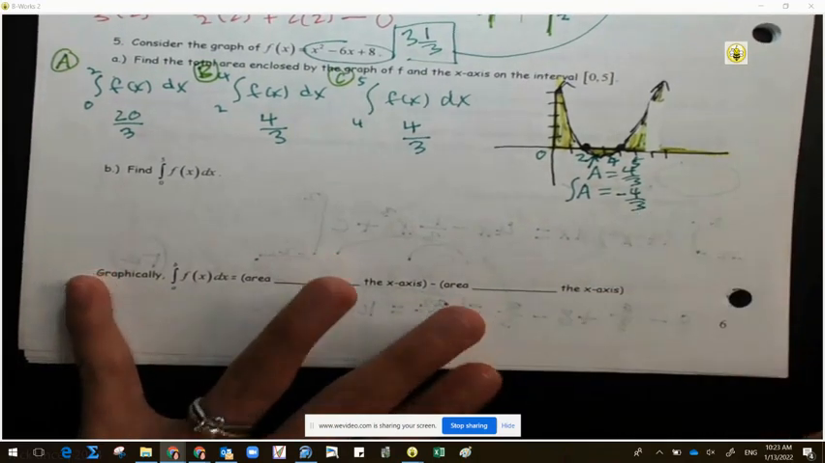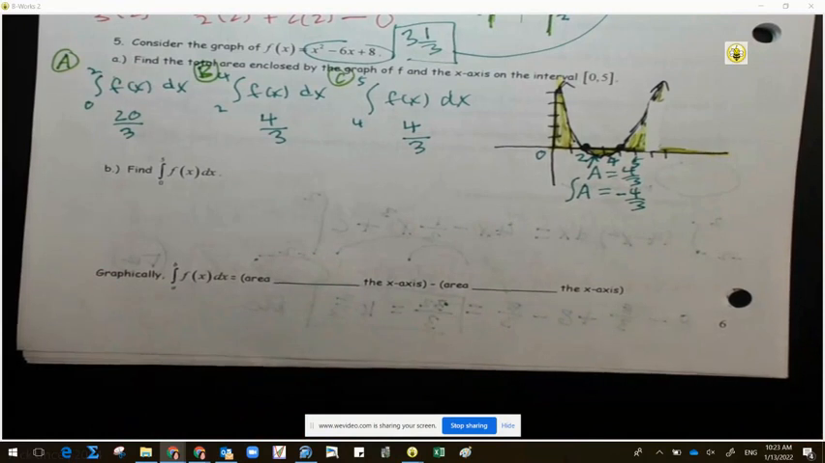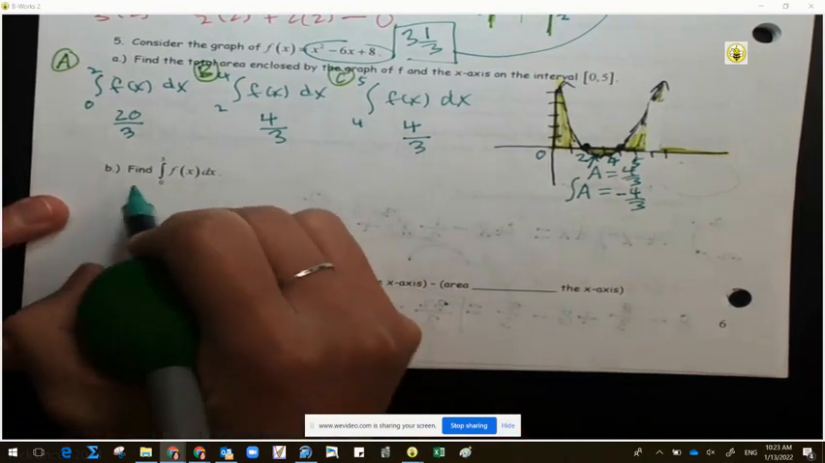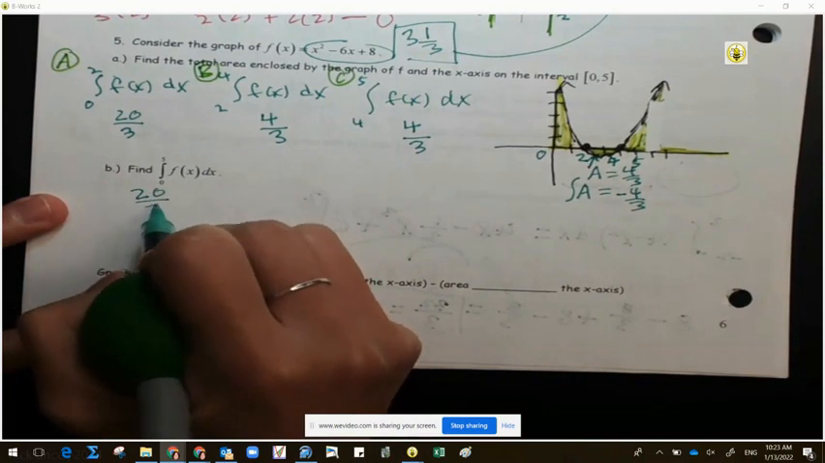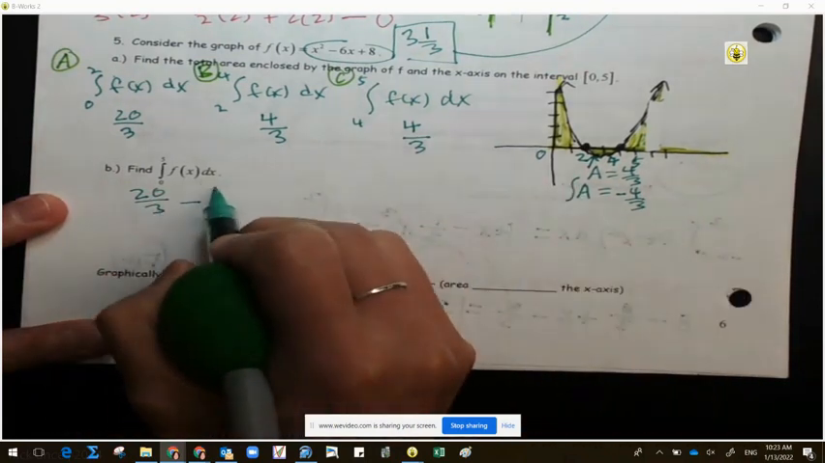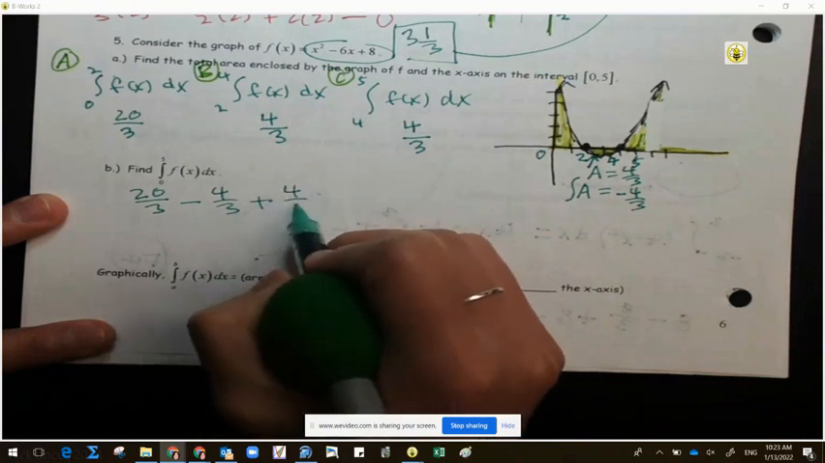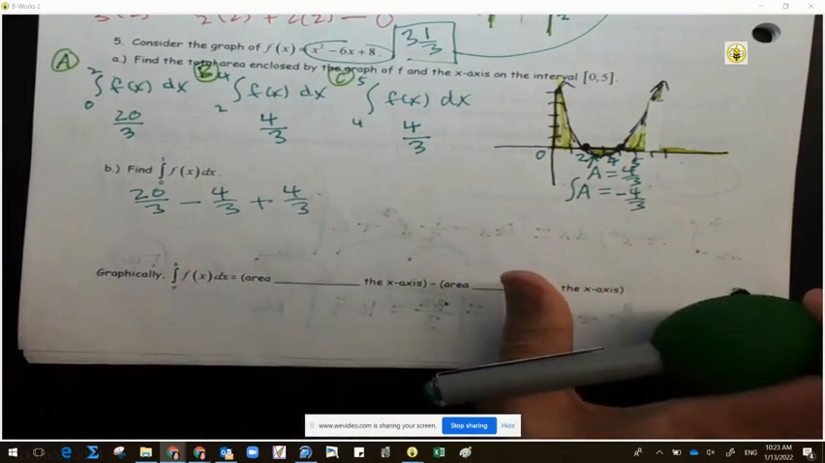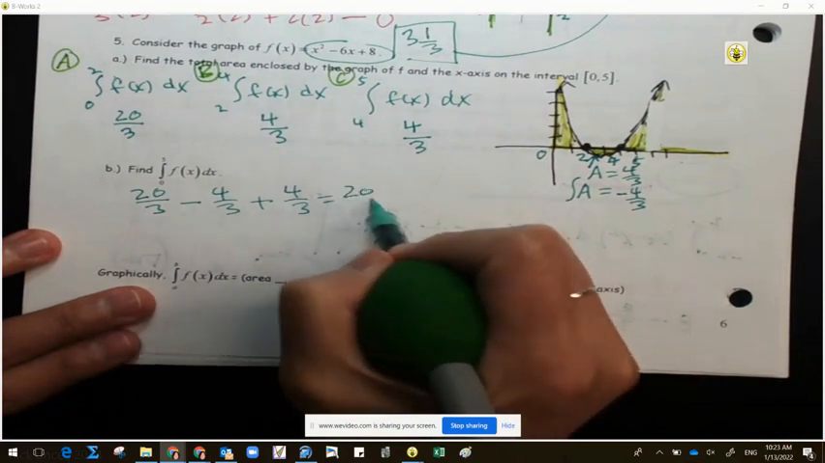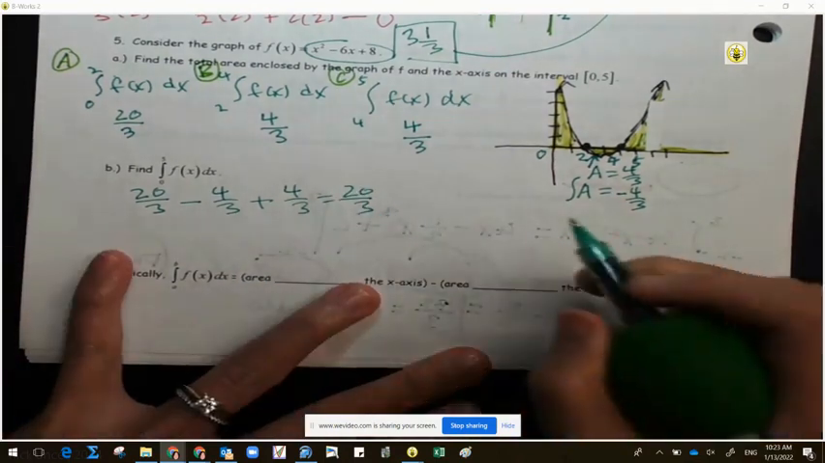What can we conclude about everything below the x-axis? It is negative. So if I were to go ahead and rewrite this, I have 20 over 3 above the x, 4/3 below the x, second 4/3 above. So that means our final answer is how many? 20 over 3.